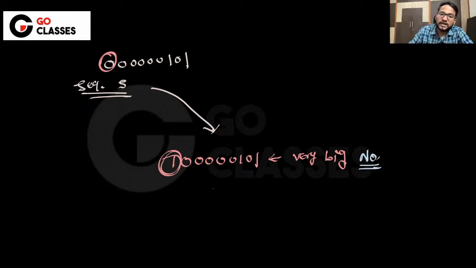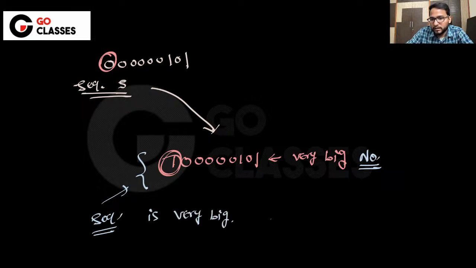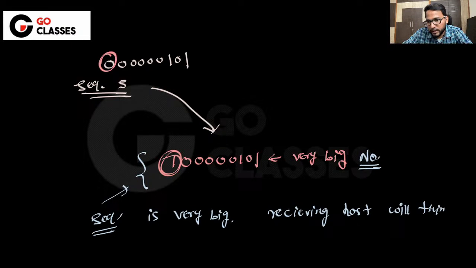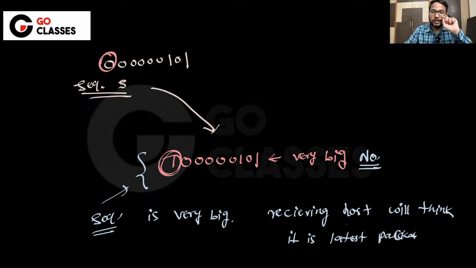The receiving node will think it is the very latest, because the sequence number is very big. It will think it is the latest packet. So let's suppose this number is 6535354, some very big number, and the receiver will think that it has just received an LSP containing a sequence number which is 65354.